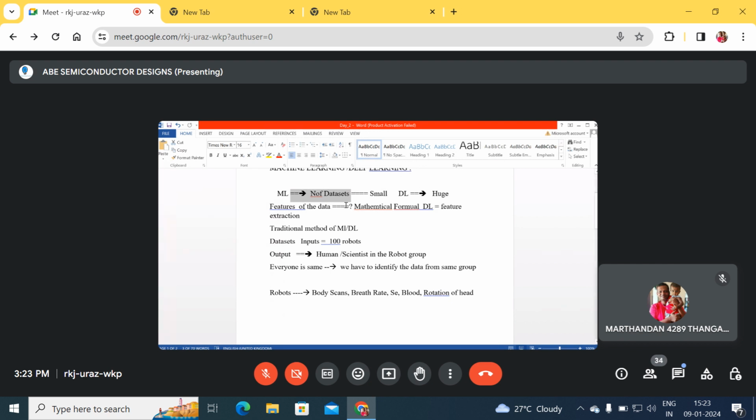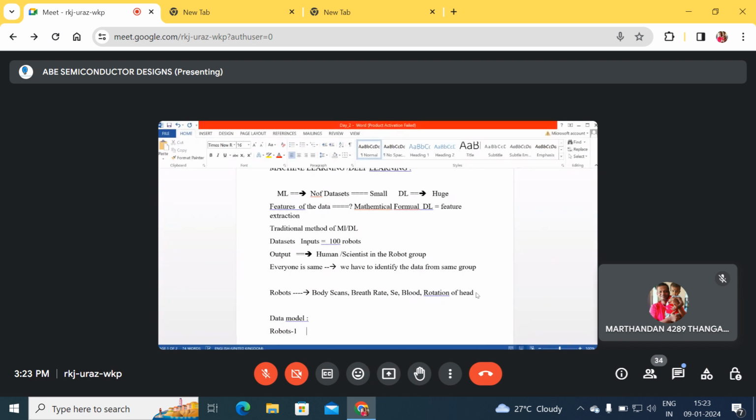So, but the thing is, with a mathematical formula. Now, let us go for the data model, how to design a data model, and then we'll go for an application. Now, the robots are given as an ID. So we have to identify the robot's ID.